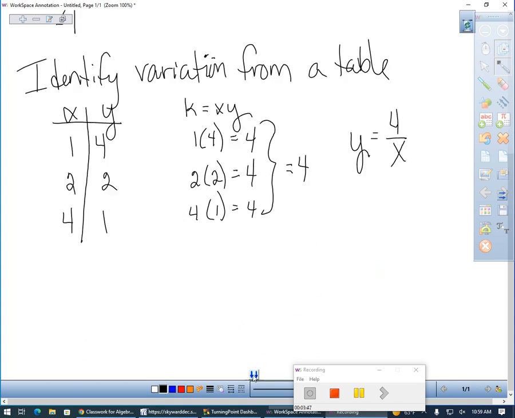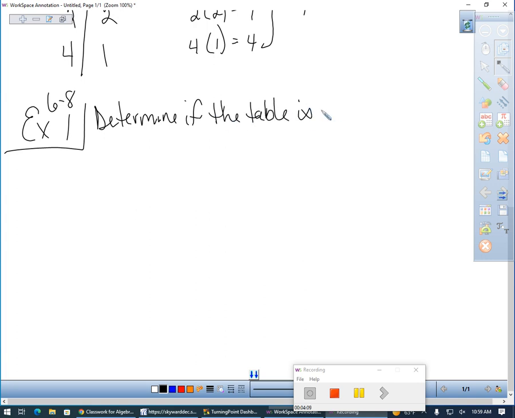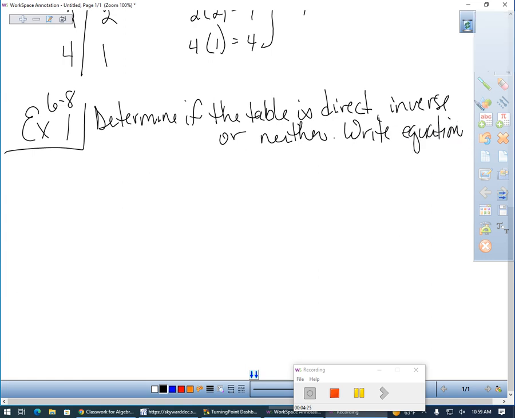All right, so here we are with example number 1 today. The first couple of problems you have in your homework, so 6 through 8, they're going to give you a table. And in the table, they want you to determine if the table is direct, inverse, or neither. And then write an equation. Of course, we got to write an equation. That's what algebra is all about.